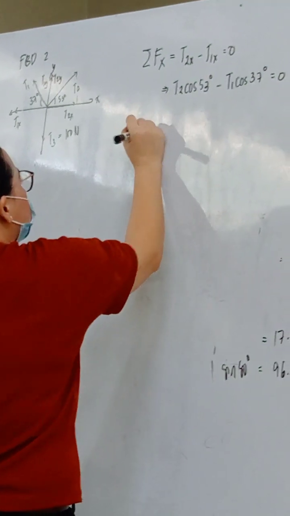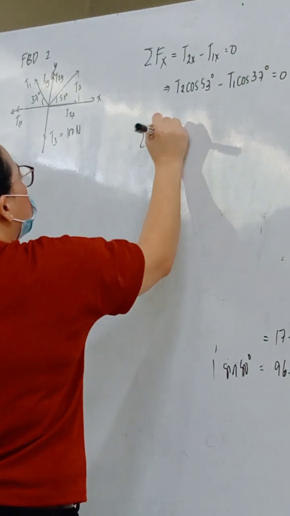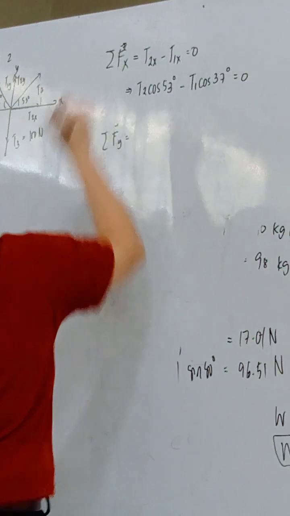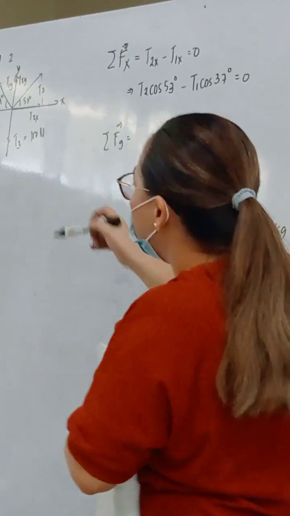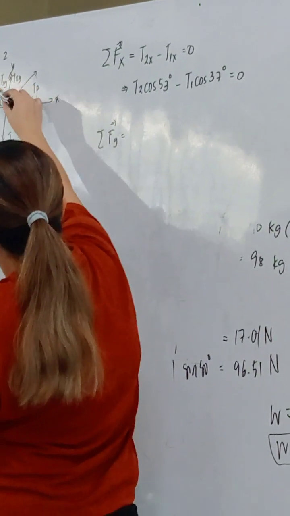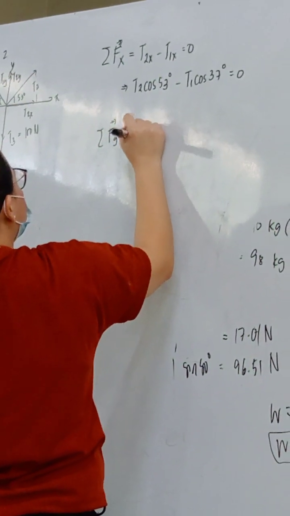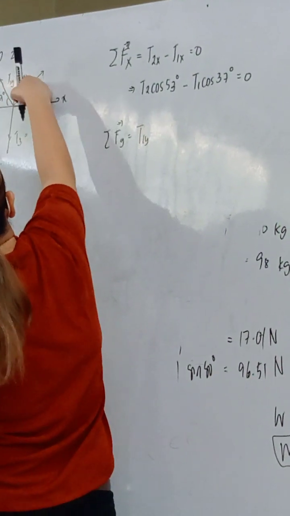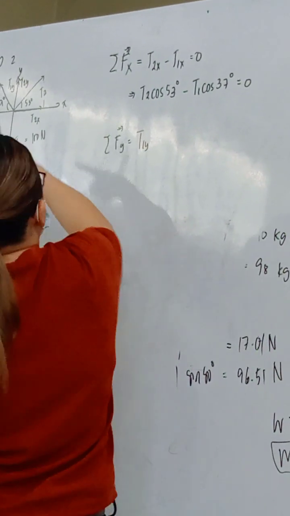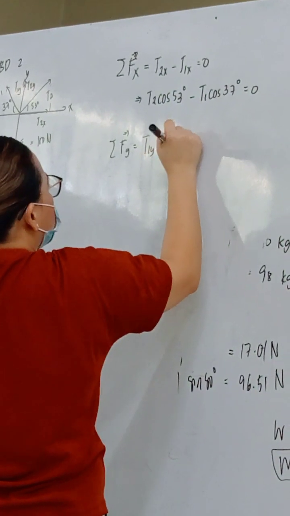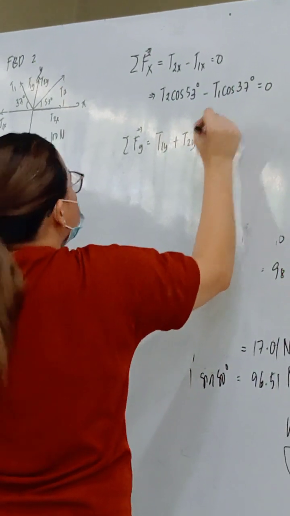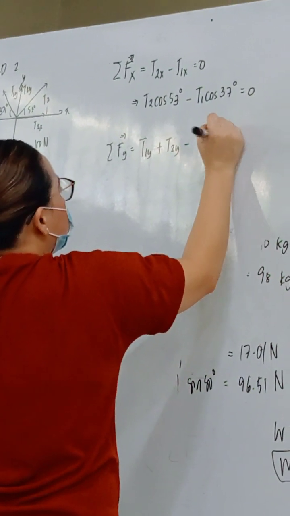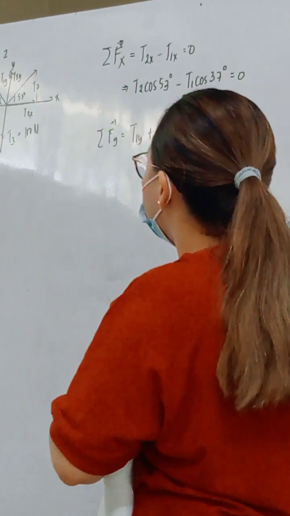So, next, let us build the summation of forces along y. What are the forces along y? We have T1y, T2y, and T3. T1y and T2y are both positive, since they are in the positive y-axis. Therefore, minus T3 equals 0.